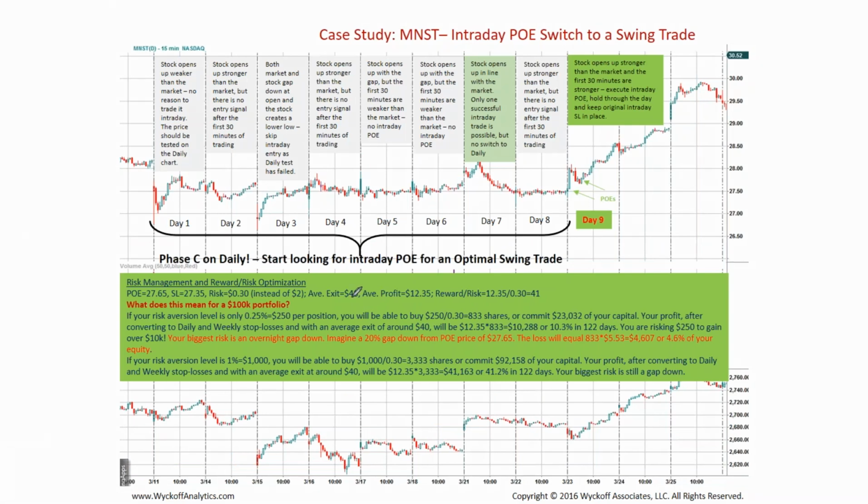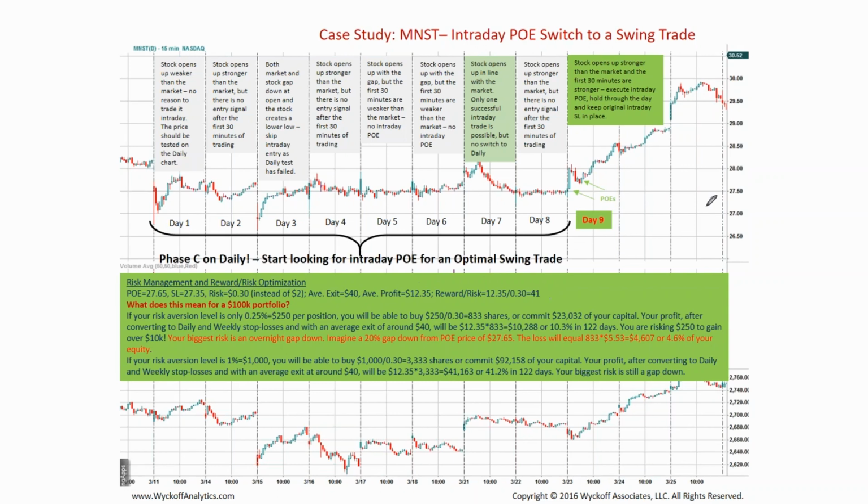So if our exit is at the same average, $140, our profit here is going to be $12.35, and our reward to risk is going to be $12.35 divided by 30 cents of risk that we've identified here: 41 units of profit on 1 unit of risk. So that's a very, very considerable number.